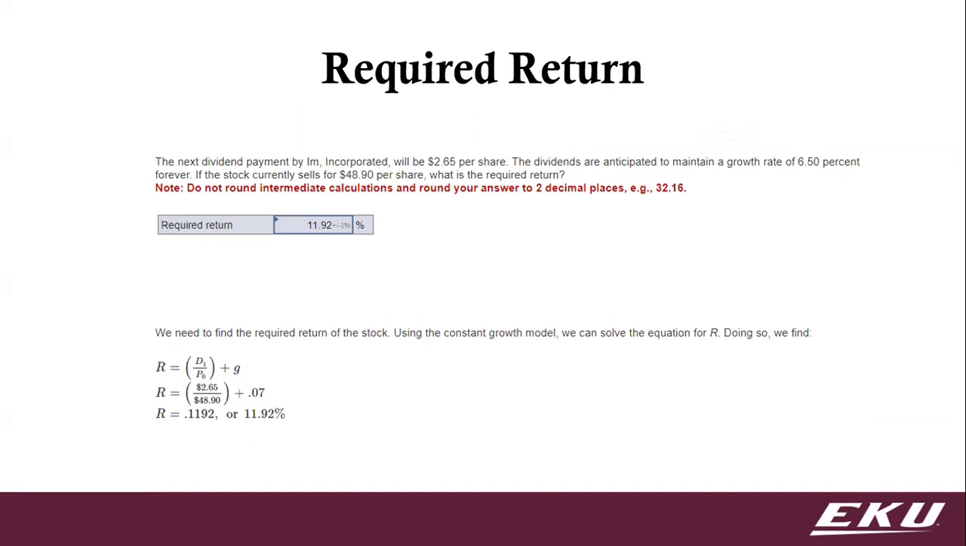Speaking of the required return, and in this particular case, you notice the previous equation is just rearranged, right? So the required return, it would be equal to the future dividend divided by current price plus g, the growth rate, right? So in this case, we were told that the next dividend would be $2.65. We're told that the current stock price is $48.90. And then we're told that there's this growth rate of 6.5%.